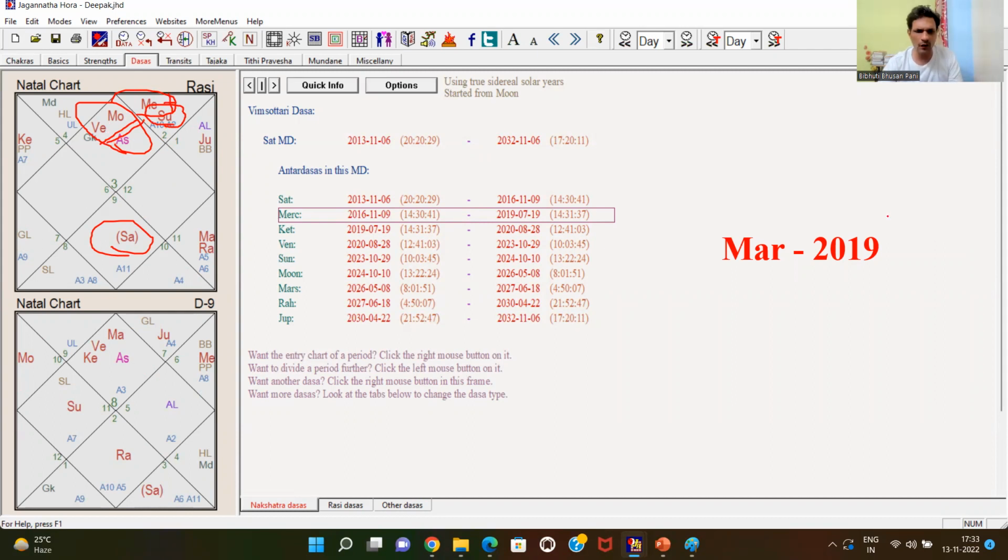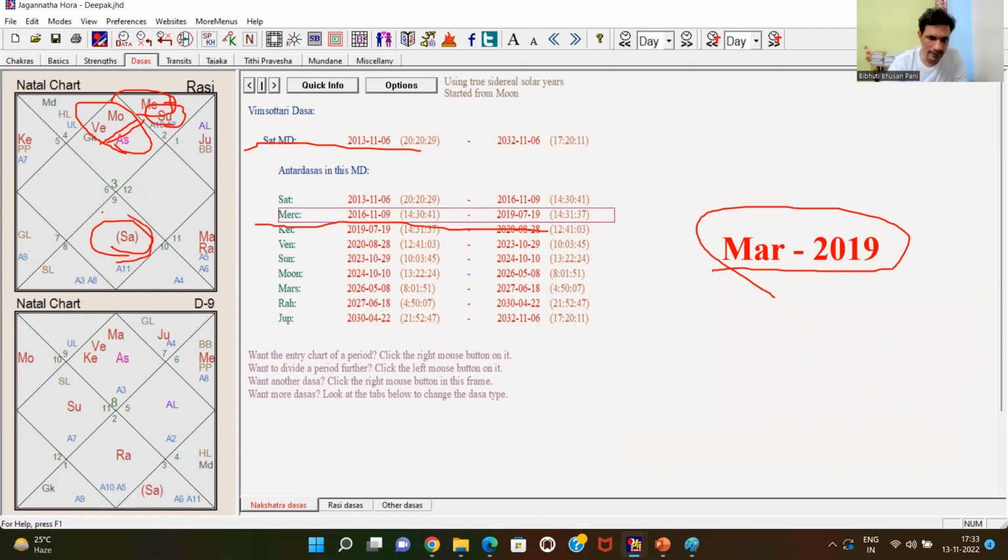So we are just talking about the marriage. The native got married in March 2019. So we need to time that. In March 2019, he is running Saturn Dasha and Mercury Antardasha. So clearly, look, Saturn is in the 7th house and Mercury is in the 12th house, so bang on, it triggers marriage. But the same we need to confirm in the D9.